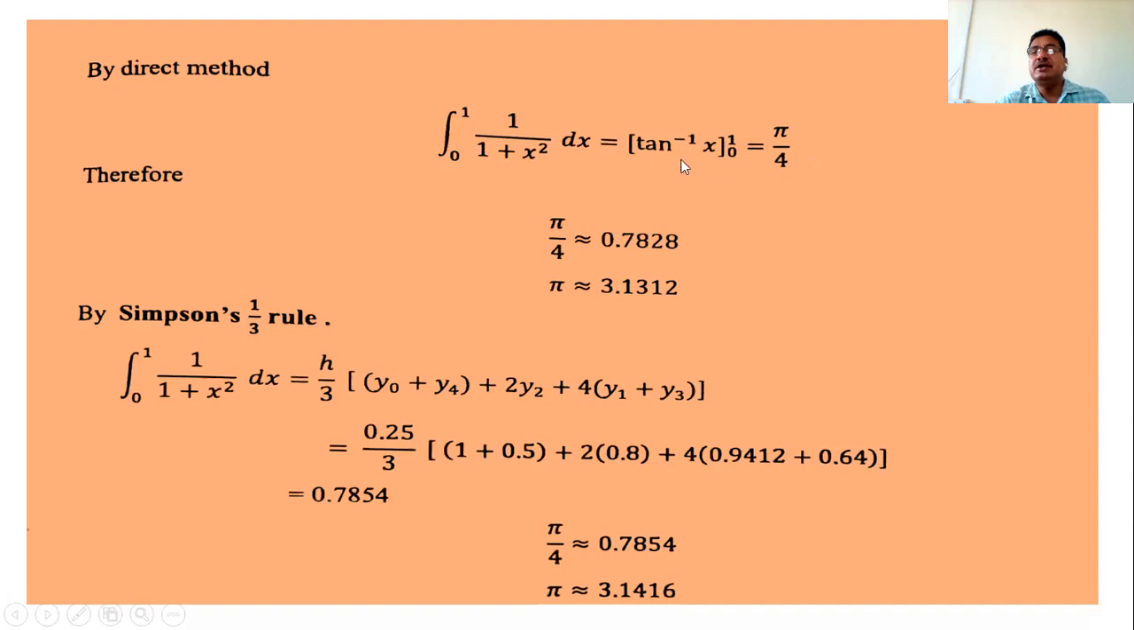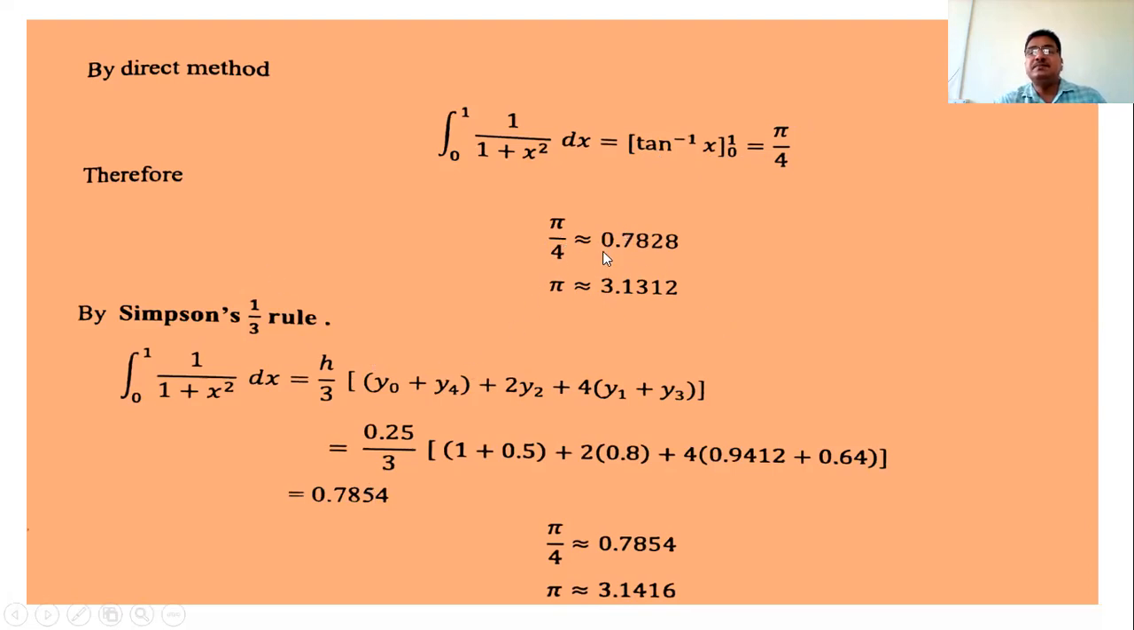You write one more step. The next step is tan inverse 1 minus tan inverse 0, which is equal to pi by 4 minus 0. So the answer is pi by 4. This is the correct answer. But what is the answer by using Simpson's rule or trapezoidal rule?